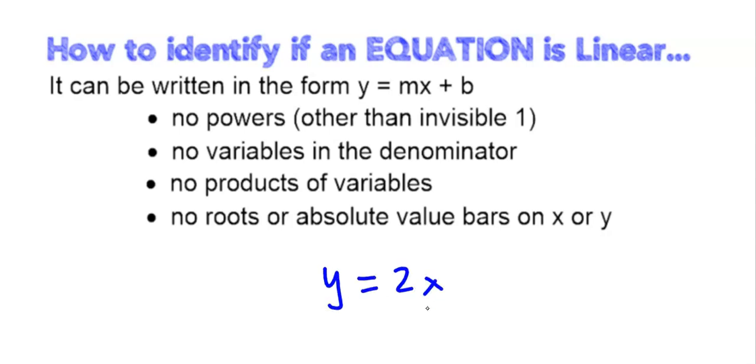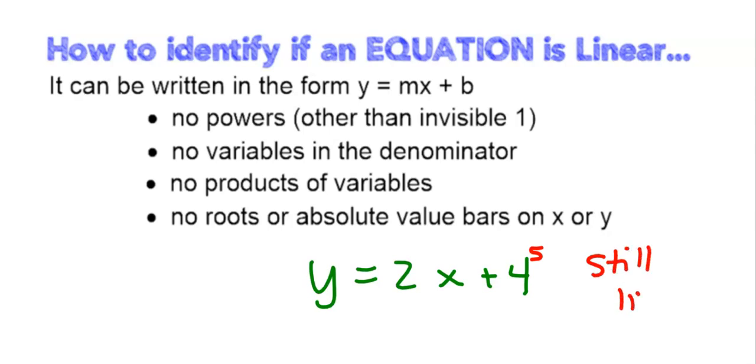So this is linear. But as soon as I introduce an exponent to the variable, it's nonlinear. This is linear. Now it's nonlinear. This is linear. Now it's still linear. So don't get tricked. Not every exponent is bad. Only exponents on the variables are bad.